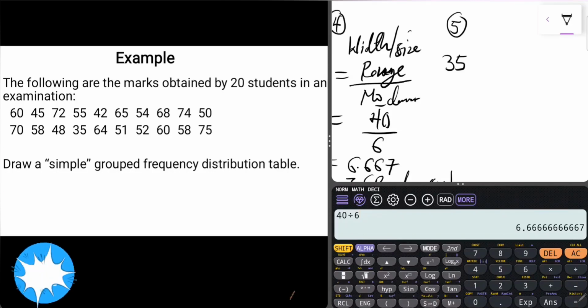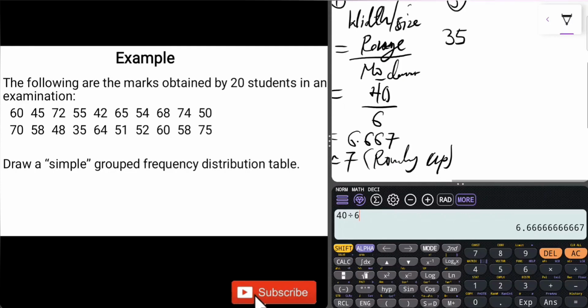And to get the next lower class limit for the next class, all that we need to do is to add our class width, which is 7, and that will help us to get the lower class limit for the second class. And when we add 7 plus 35, it's going to fetch us 42. So we're going to have 42 here. So this is our next lower class limit.